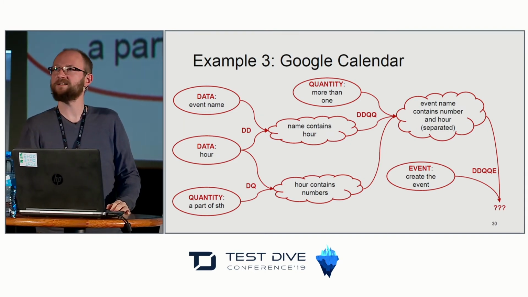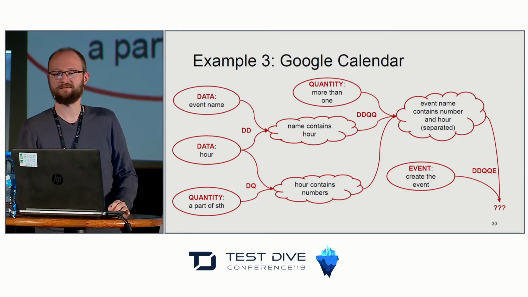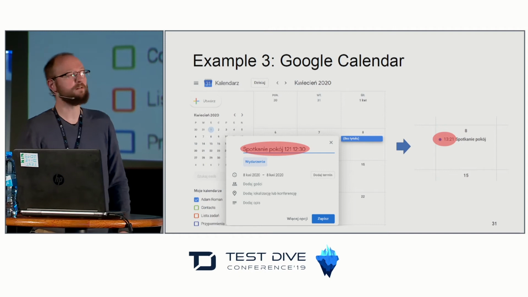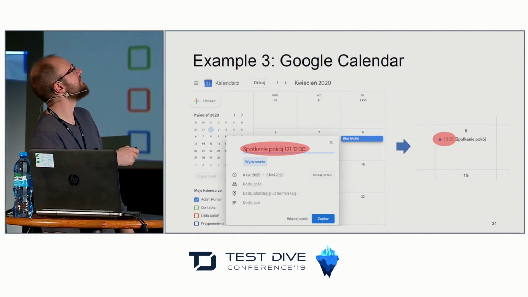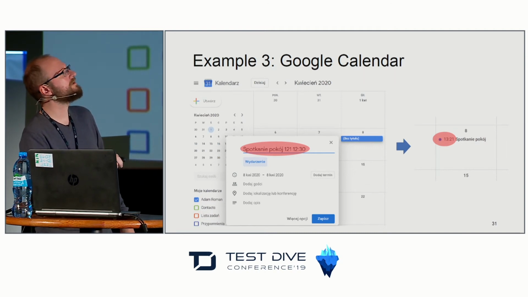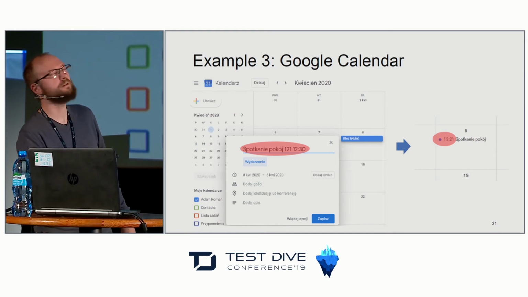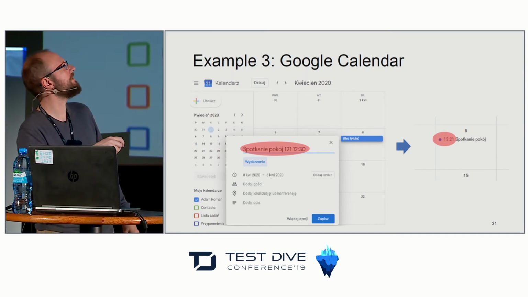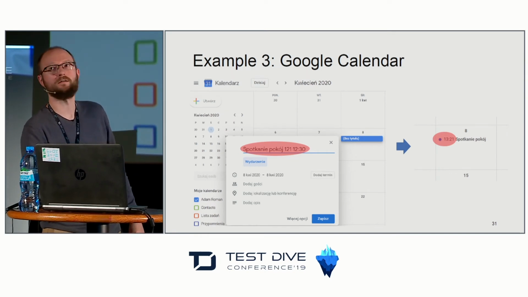Have you tried this at home? No. So when you do this, it may look like this. If I write in this title, a meeting in a room 121 at 12:30, and save this, it will create this event at hour 1:21. Because it probably interprets this thing as an hour, and the rest is ignored.